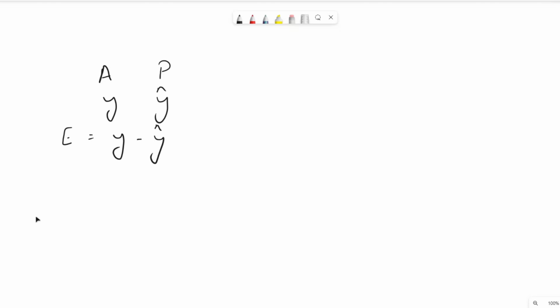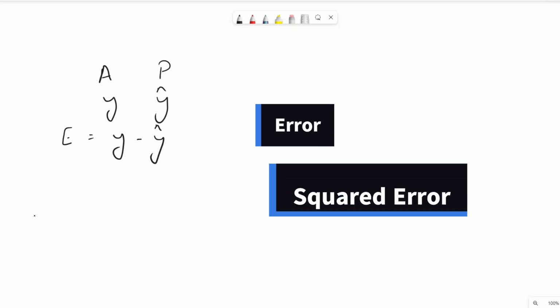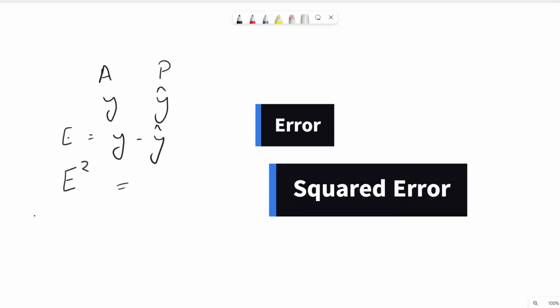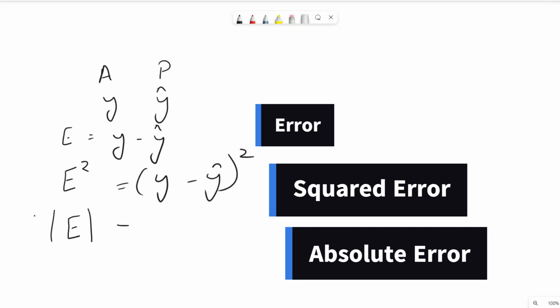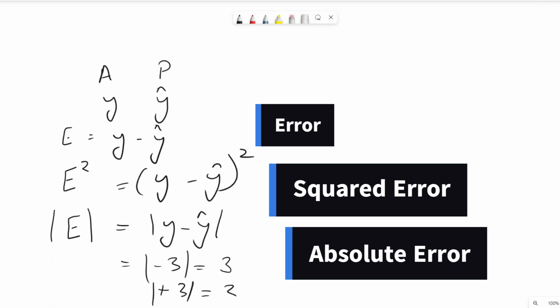In the field of machine learning, we not only look at error, but we look at something known as squared error. So what is that? E square is nothing but (y minus y hat) squared. That is squared error. Some people say, no, I'm interested in absolute error, the absolute value. So |y minus y hat|. It will remove the signs. Even if you have -3, it will become 3. You will take the absolute value. If it was +3, it will also be 3, right? So you ignore the signs.